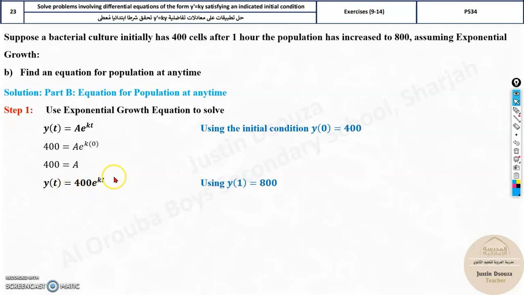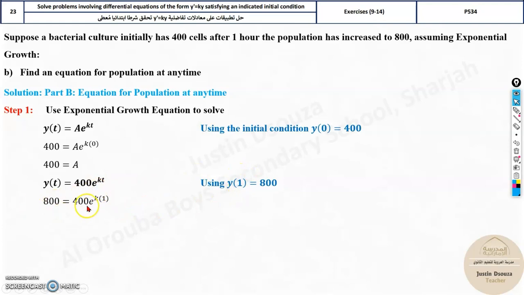But do you know what is the k value? No, let's solve for that now. All you need to do is take the other equation. When 1 hour, you know it is 800, right? Let's put t as 1. So at y of t of 1, it was given, it's 800. So I'll substitute 800. Here it's 400 constant, e, k, and time is 1.